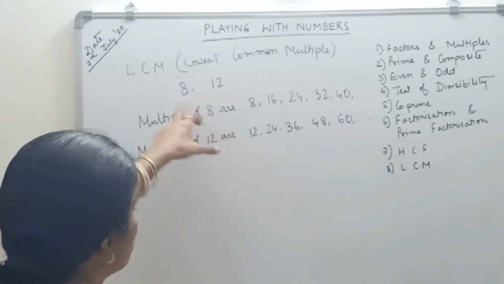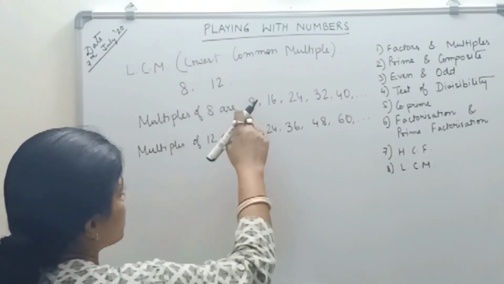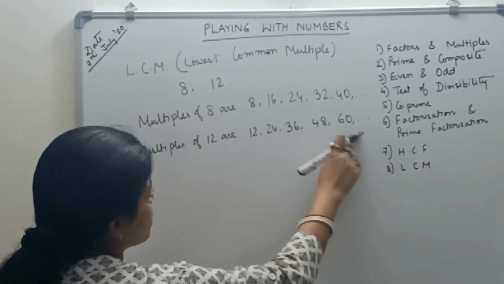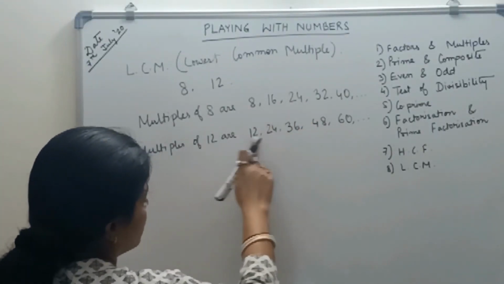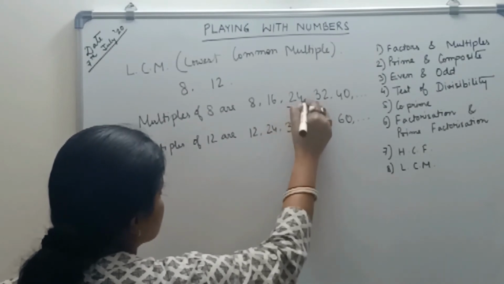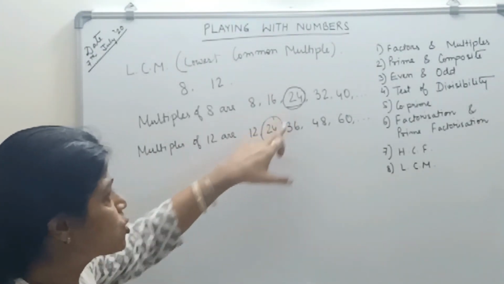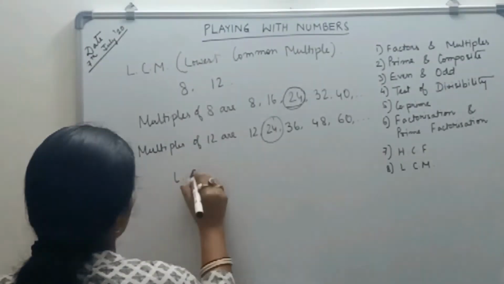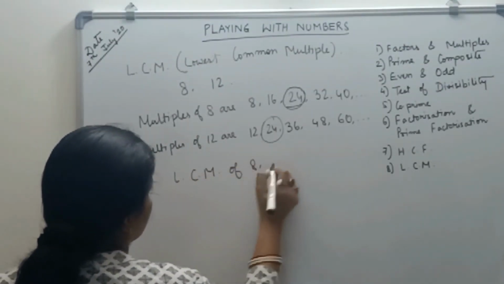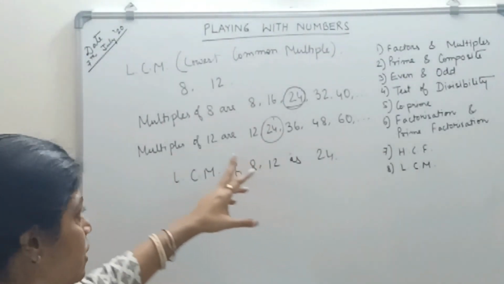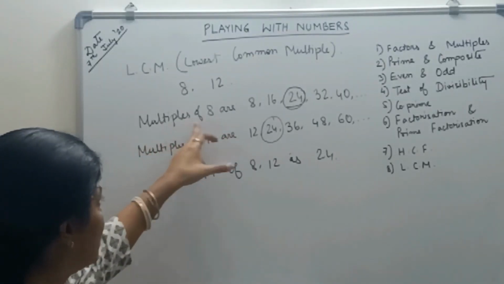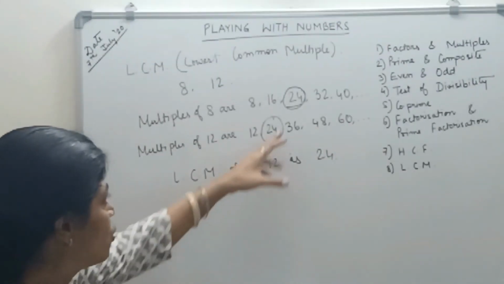Now let me see which is the common lowest multiple. First it is 8, there is no 8 here, 16, no 16, then 24, here it is 24, here it is 12, there is no 12. So this is the common multiple. So the lowest common multiple, the lowest one, 24 is the lowest one. So this is the LCM. LCM of 8 and 12 is 24. This is one way of doing it. If I find the multiples of 8 and multiples of 12, then the lowest one I can take as the LCM, lowest common multiple.